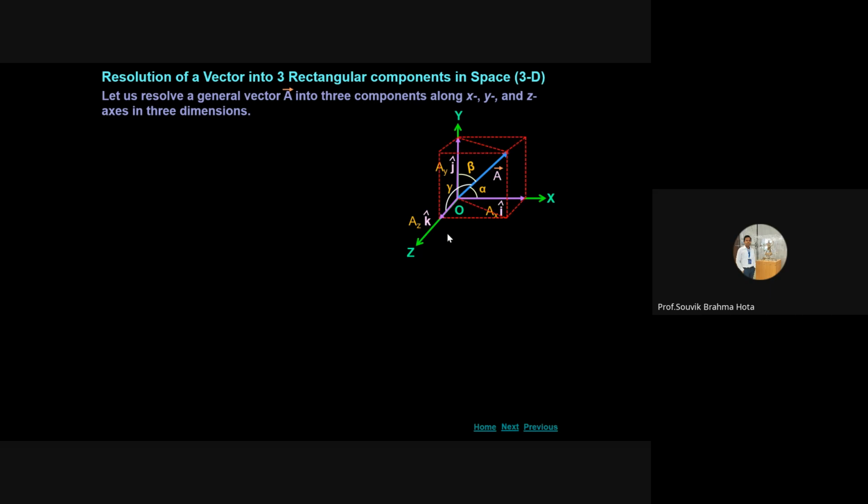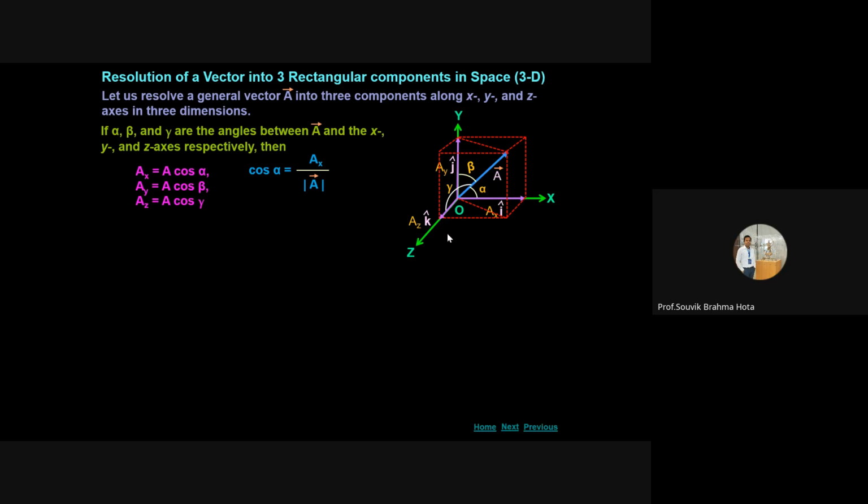Now drop the perpendicular, and you will have this type of 3D view. Alpha, beta, gamma are the angles between A and X, Y, Z respectively. So Ax is equal to A cos alpha, Ay is equal to A cos beta, and Az is equal to A cos gamma. So cos alpha is equal to Ax by mod A, cos beta is Ay by mod A, and cos gamma is Az by mod A.